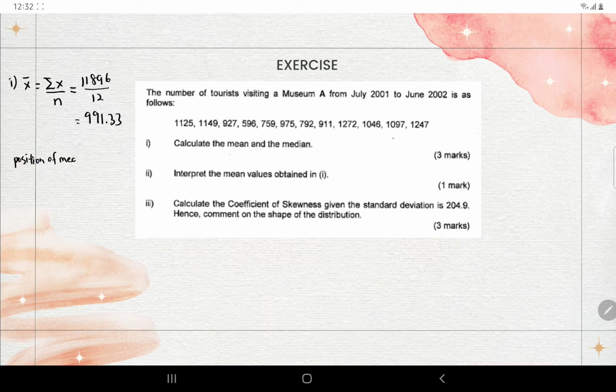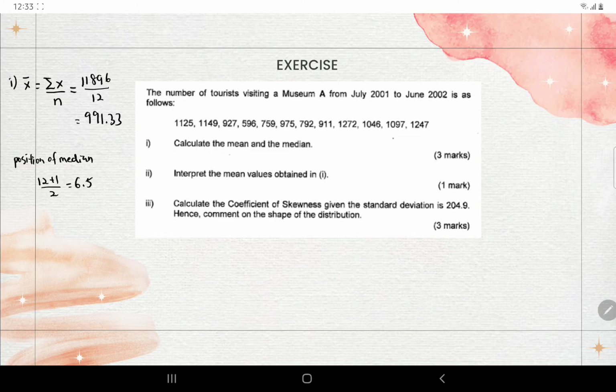Then to find the median, we need to find the position of the median first. 12 plus 1 divided by 2, which equals 6.5. So the position of the median is 6.5. And don't forget to rearrange this data from the least to the most, because we need to determine our median. The position of the median is 6.5. So where is our 6.5 position?